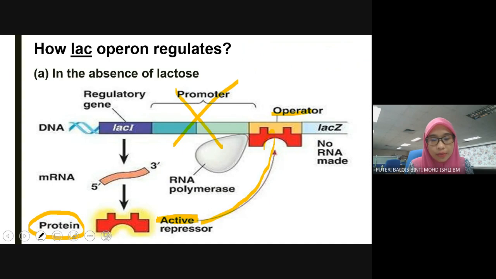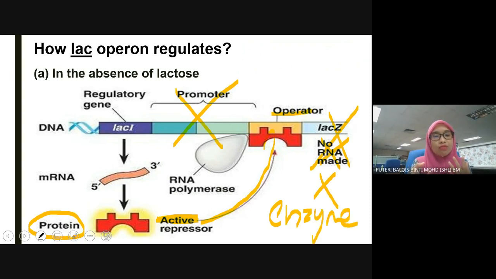So when RNA polymerase cannot bind to the promoter, it cannot transcribe the structural genes, so it cannot transcribe lacZ, lacY, lacA. When there is no transcription, no RNA is produced. When there is no RNA produced, no protein, no enzymes. So we said that in the absence of lactose, the lac operon is switched off.